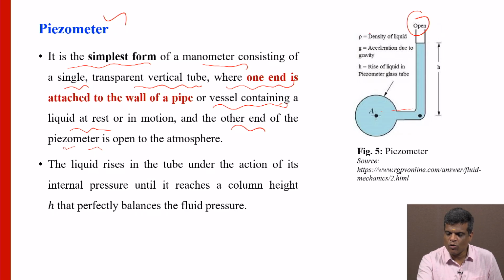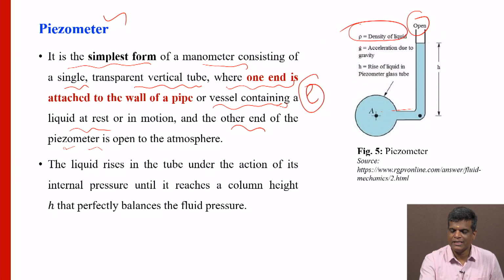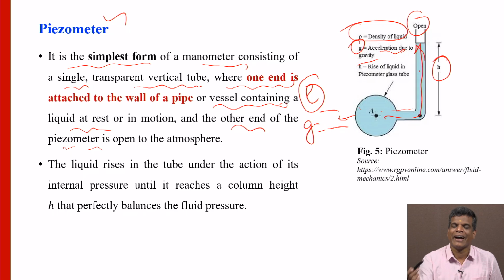You can see here that rho is the density of the fluid, and g is the acceleration due to gravity. H is the rise of the liquid. How much is H? Because this is directly connected to the pipeline, we see how much the liquid rises, so we can directly get the value of H. H is the height of the head of the fluid.